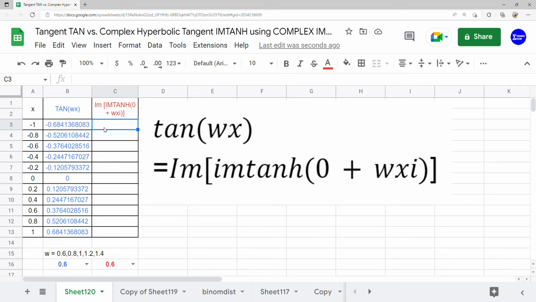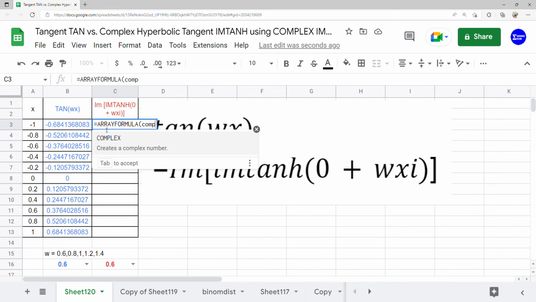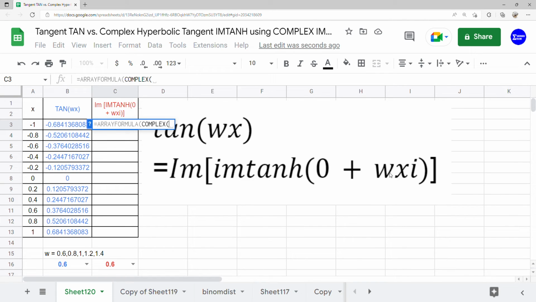So starting with the complex number. So array formula, complex. That is 0 plus Wxi. So 0, comma, Wx.